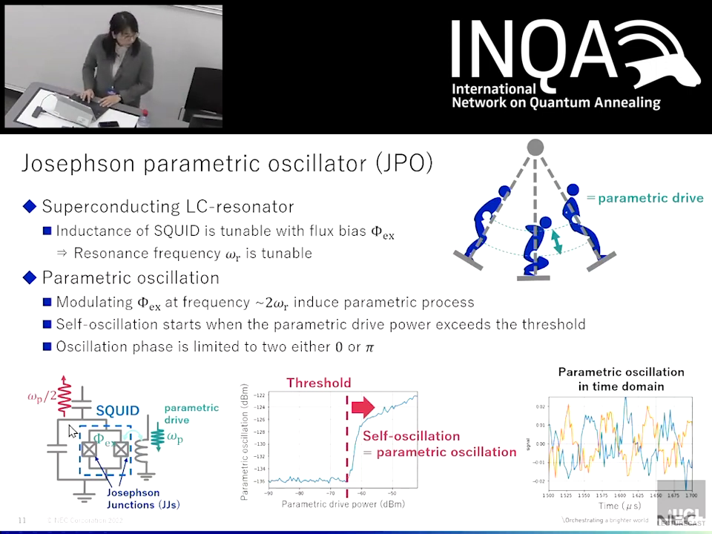This picture exemplifies the device. The JPO structure is an LC resonator in which the SQUID contributes to the inductance. The SQUID consists of two Josephson junctions, and Josephson junction has Kerr nonlinearity. So this results in the Kerr nonlinearity of the JPO. The SQUID loop is inductively coupled to the pump line.